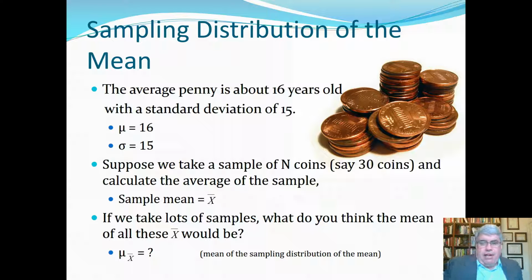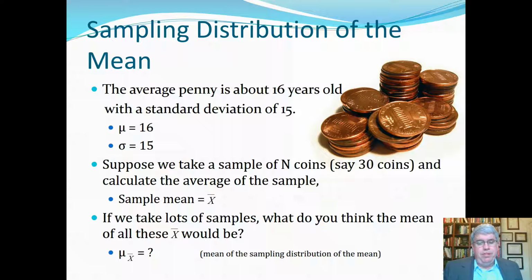Suppose we take a sample of n coins, say 30 coins or so, and we calculate the average of that sample. That would be the sample mean. It might be higher than 16, it might be lower than 16. Now, if we had everybody bring all the pennies they have sitting at home, and each person calculated the average, what do you think the mean of all these X bars, of all these averages, would be?